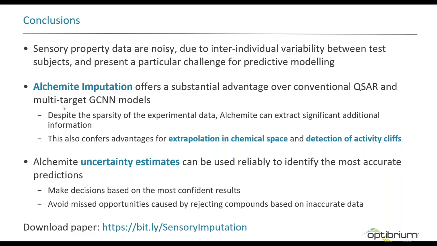We've also seen how it can show advantage in extrapolation in the chemical space and also in detecting the activity cliffs. One of the significant findings is that the uncertainty estimate by the Alchemite model can be reliably used to identify the most accurate predictions. And in this way, it can be used to make decisions. We can make decisions based on the most confident results and also avoid missing opportunities by rejecting compounds based on inaccurate data.